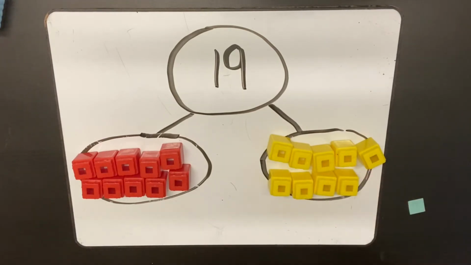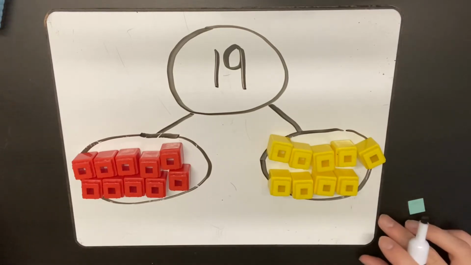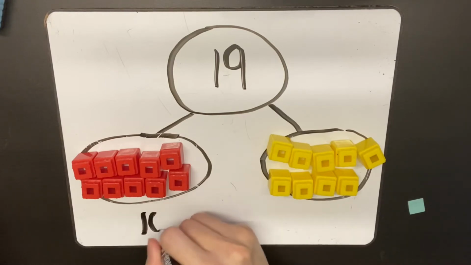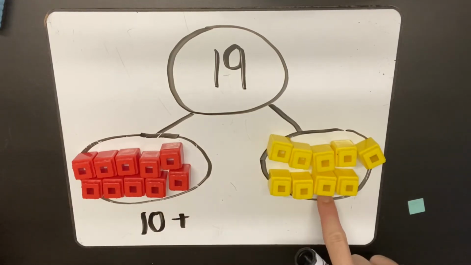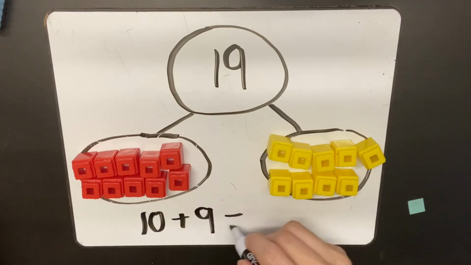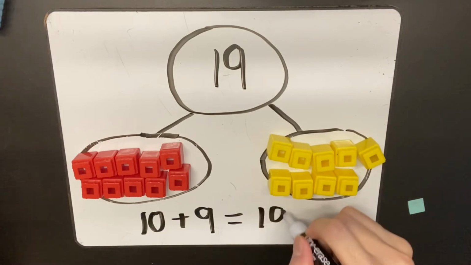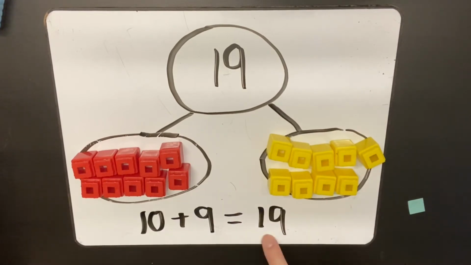Now remember, we're practicing getting ready to be first graders. How would I write this number sentence? What's one way I could write it? I could write it as 10 plus, this side was what? 9 equals, what's my whole? 19. Yep, sure is. 10 plus 9 equals 19.